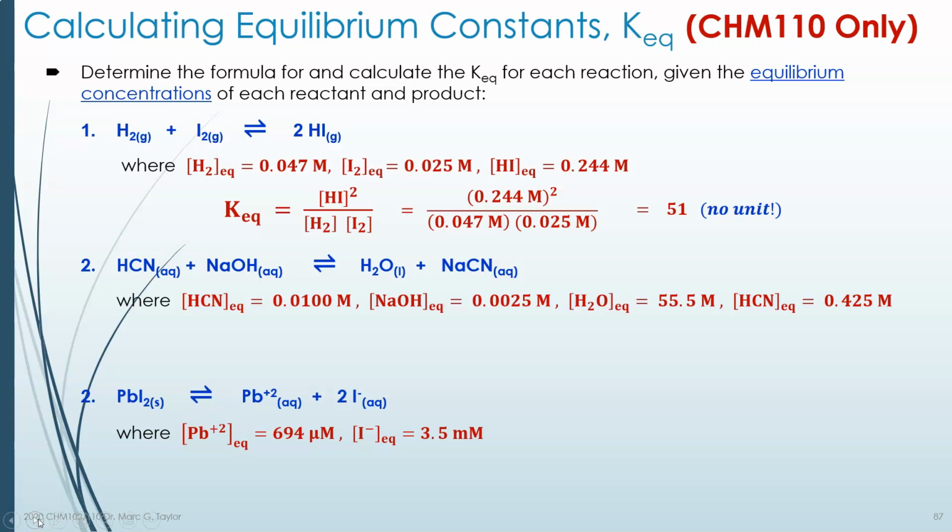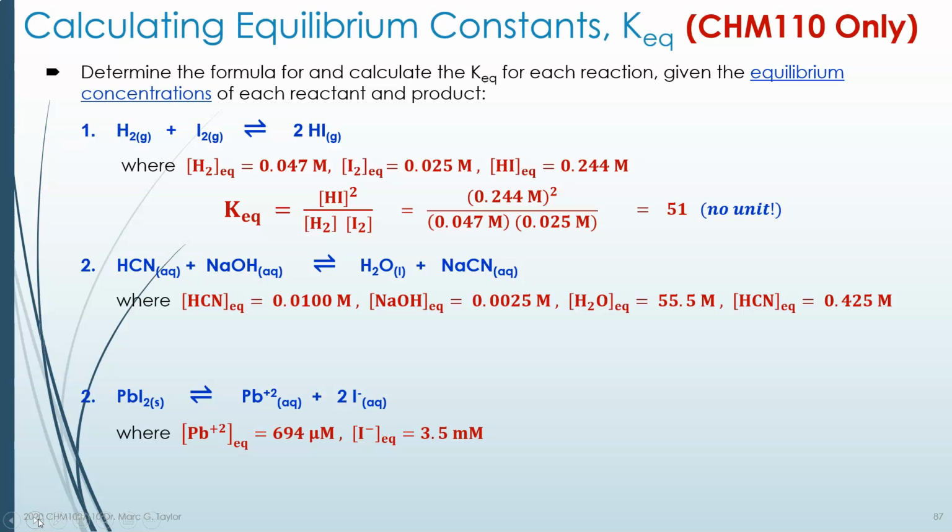Now, you also have to keep track of all the units. Now, in the numerator of this equation, you notice it's molar and it's squared. And in the denominator, we have molar times molar. So it's molar squared on the top, it's molar squared on the bottom, all the molar units cancel. So our equilibrium constant in this case has no units at all. It's just plain 51.